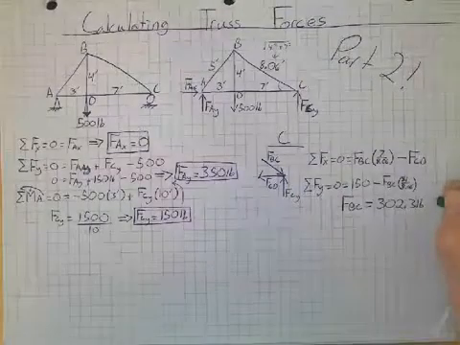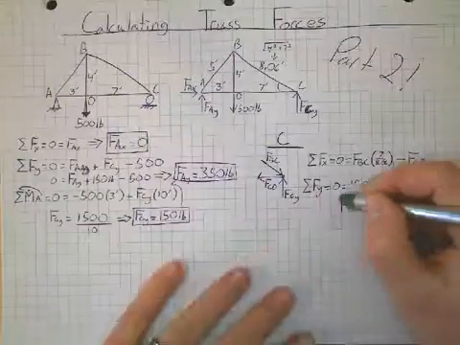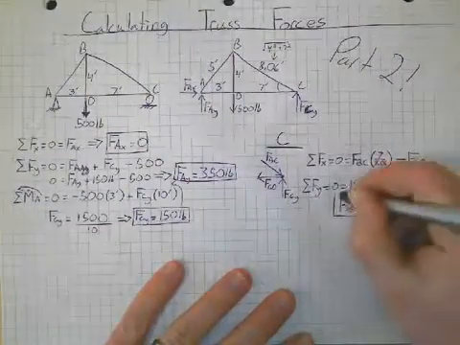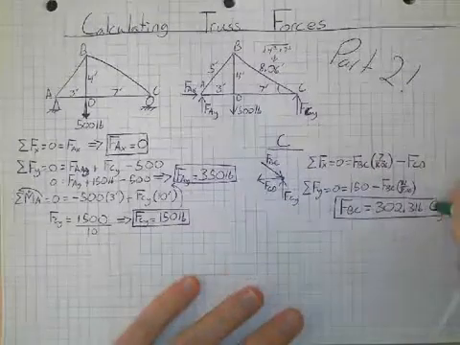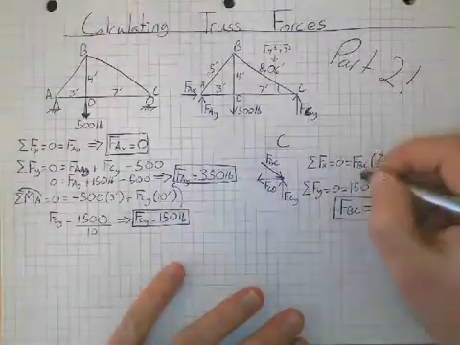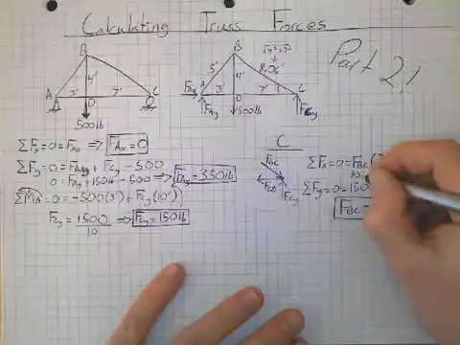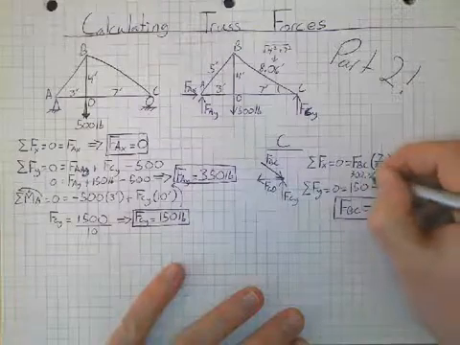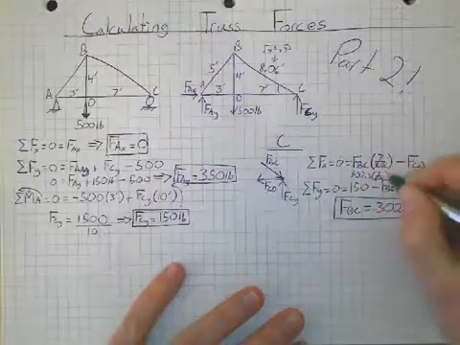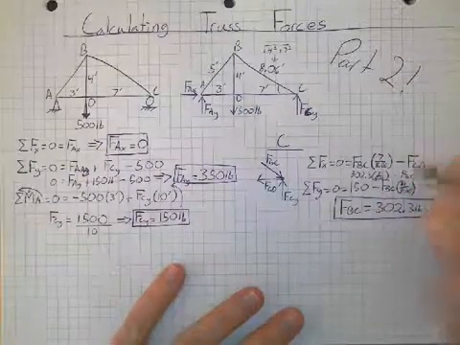So I need to label this as compression. So I just put the letter C by it. So FBC is in compression. Now that I know that, I can plug that back in up here, and I can say 302.3 times 7 over 8.06 minus FCD would be equal to 0.